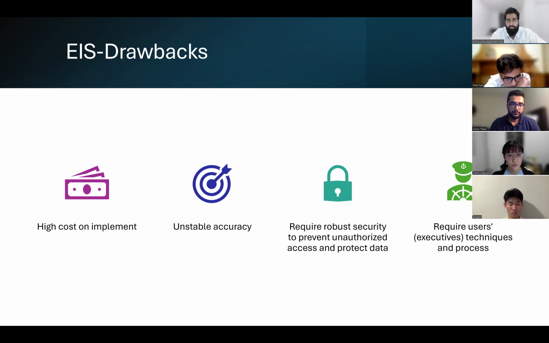And the second drawback is unstable accuracy. The effectiveness of EIS depends on the quality of data. So if the data used is inaccurate or incorrect, it can lead to poor decision making and lead to high risks or failures.